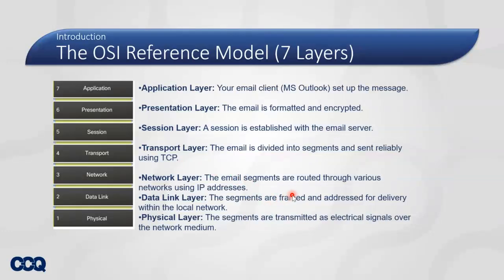In the network, the email segments are routed through various routers till we reach the destination based on the IP address. We reach the destination router based on the IP address. Then the router forwards it to the correct VLAN, to the switch. Then the switch forwards the frame to the required PC based on its MAC address. Then the physical layer, here the segments are transmitted as electrical signals over the network medium, whether it is wireless or wired.